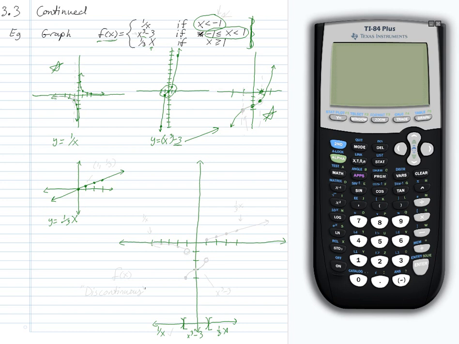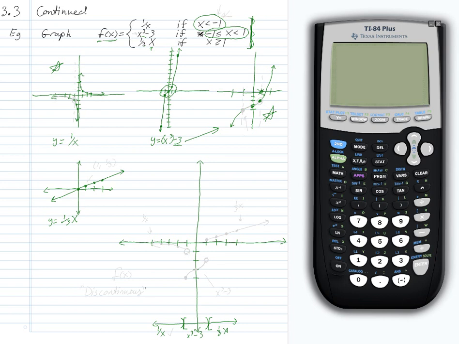Alright, so at x equals negative 1, we're going to have one graph to the left of that, one graph between negative 1 and 1, and then another graph to the right of positive 1.